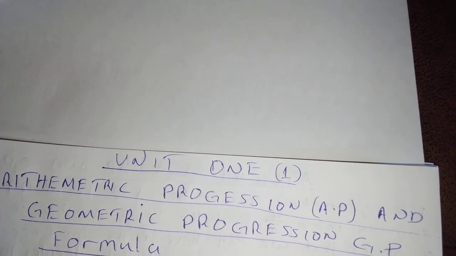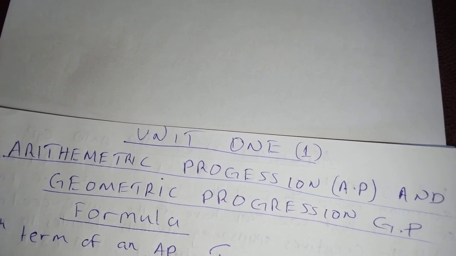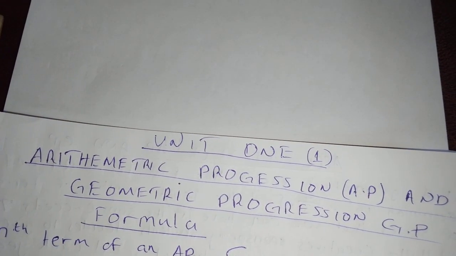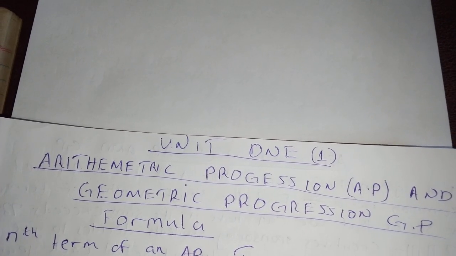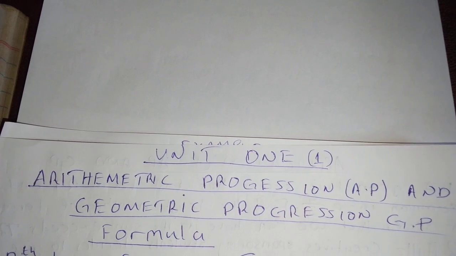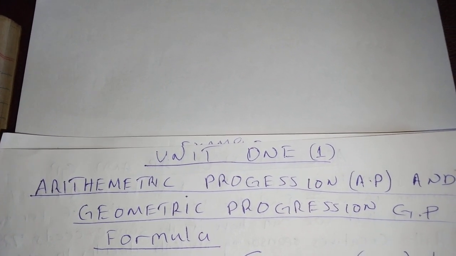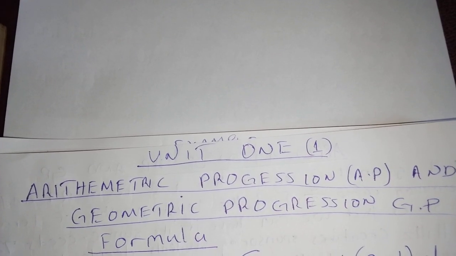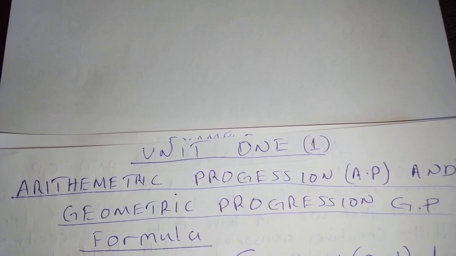These terms are a sequence. A sequence is a list of numbers which follow a defined pattern or rule. Then you also have a series. A series is the sum of terms of a sequence. And then we go to an arithmetic progression.